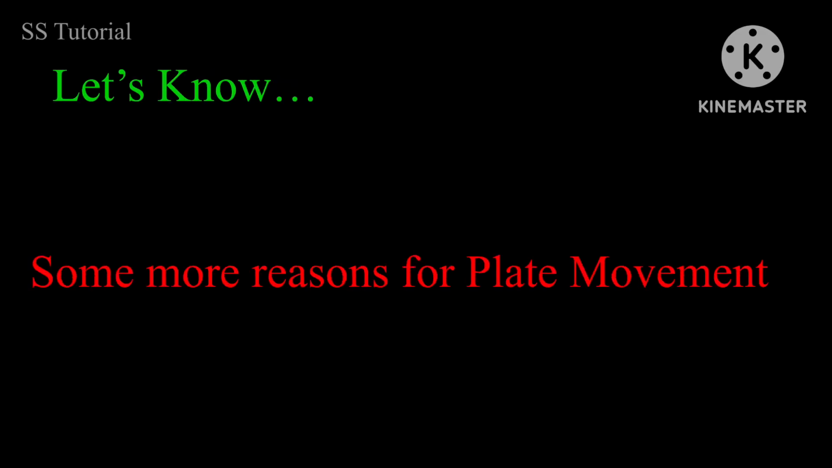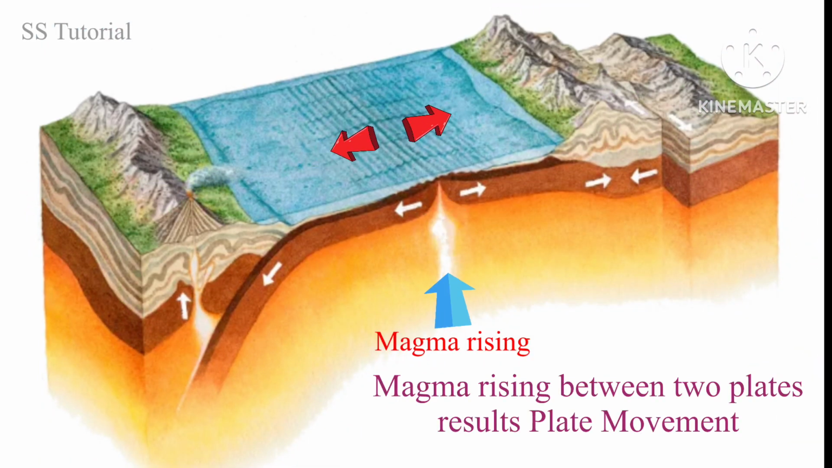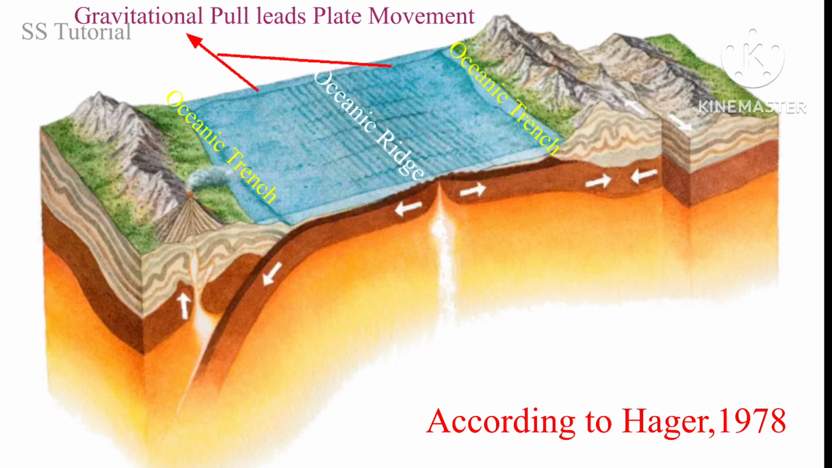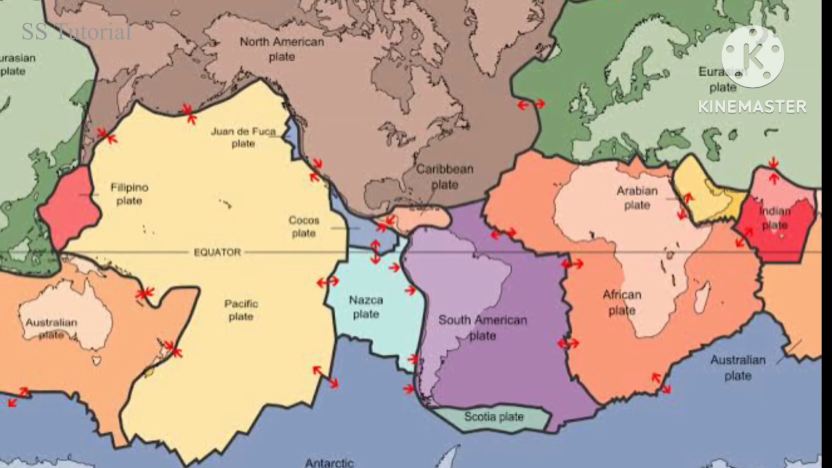There are some other reasons for plate movement also. Magma eruption between two plates causes plate movement. According to Hagar, 1978, a gravitational pull is created between the oceanic ridge and oceanic trench, which leads to plate movement. Where one plate is subducted under another plate, the pull by the downgoing plate may result in plate movement. Hope you understand why plates are in motion.